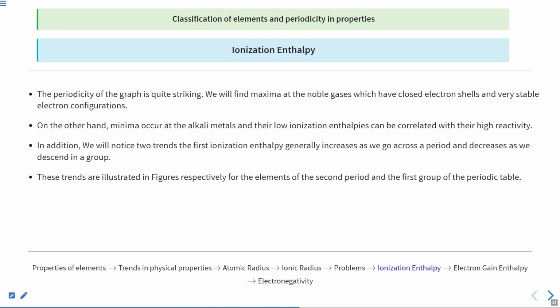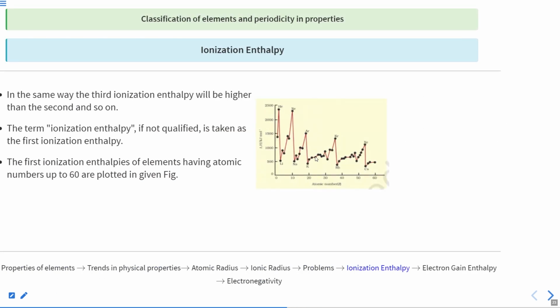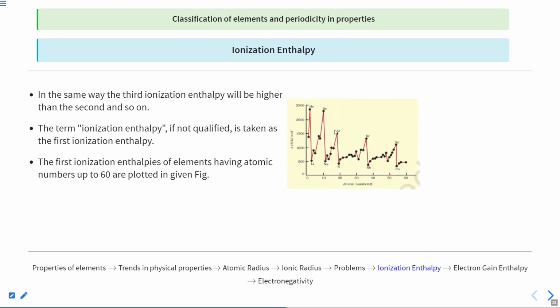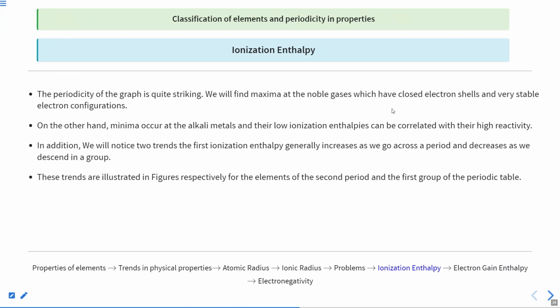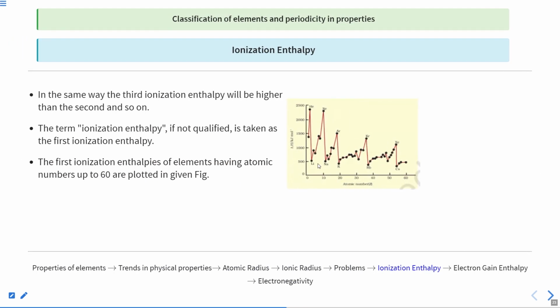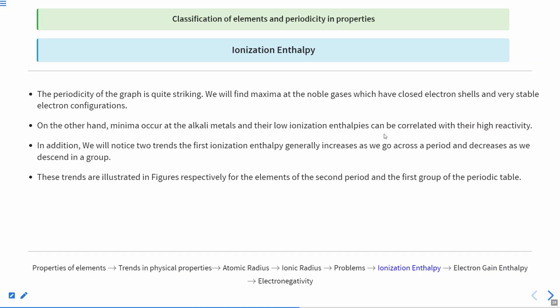The periodicity of the graph is quite striking. You can see that it exhibits a periodicity, right? It is a periodic graph, of course. And at the top of each peak we have a noble gas, which has a closed shell and very stable configuration, and so has a maxima, whereas the minima occur at the alkali metals. See, lithium, sodium, potassium, rubidium, cesium. They are the ones which have the minimum first ionization enthalpy.